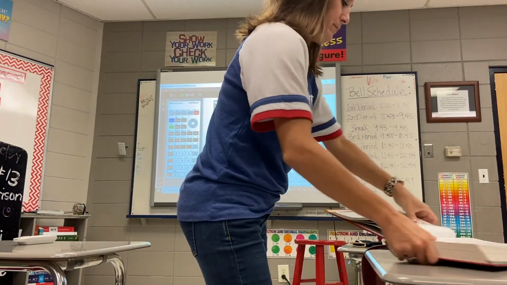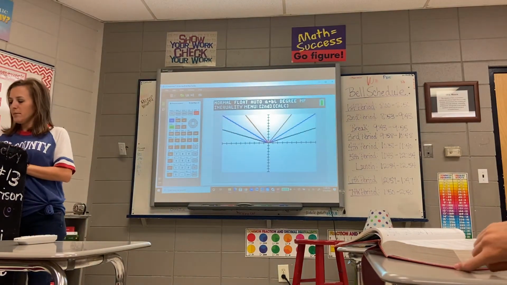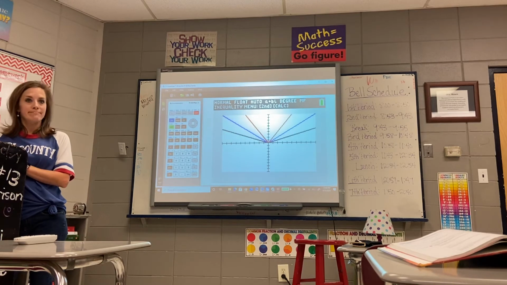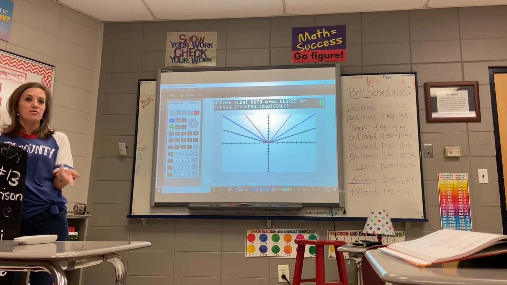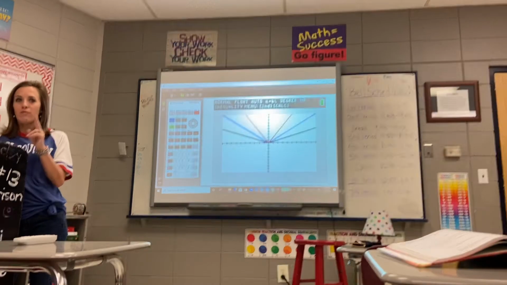Is this number 2? We're still on number 2. Mm-hmm. It's greater than 1. 2 is greater than 1, so we know it compresses horizontally. All right. So this is what I've got so far for number 2.